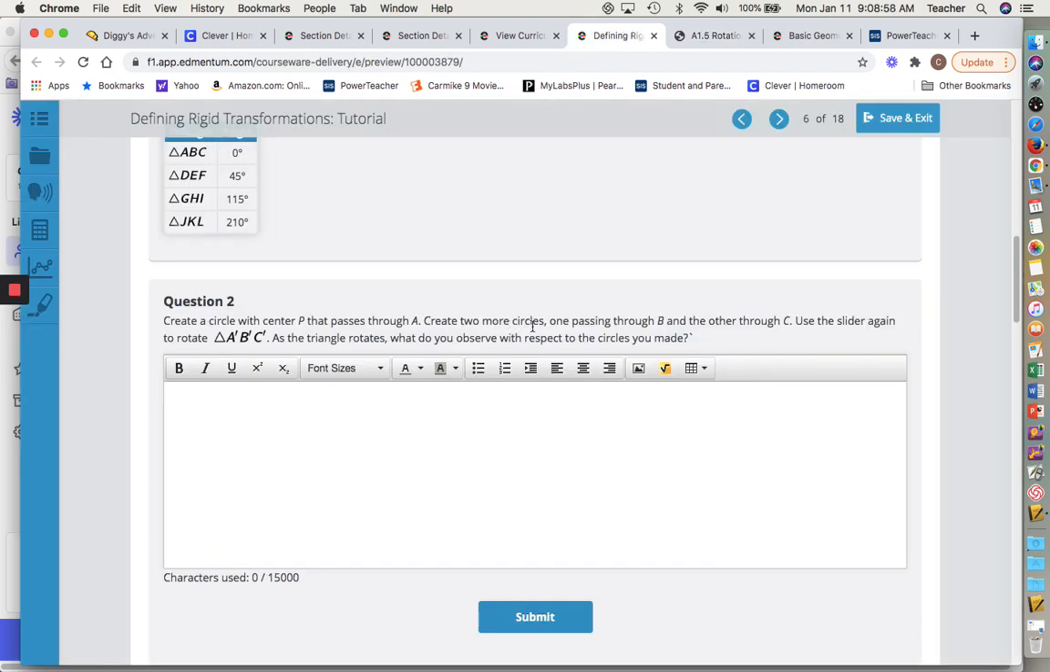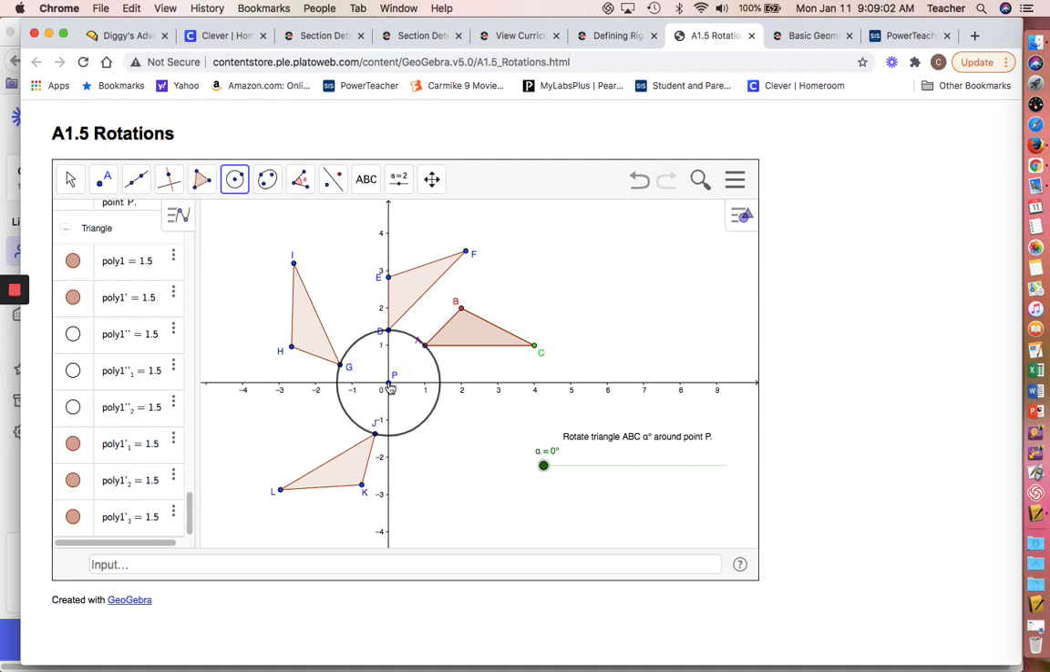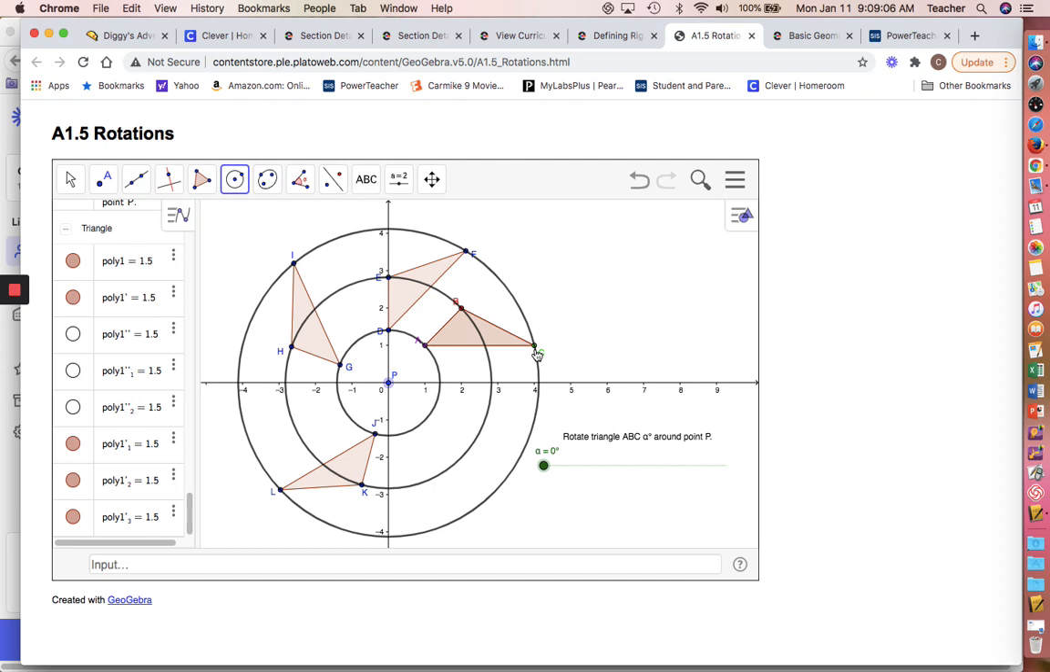All right, create 2 more circles passing through B and the other through C. Okay, so P to B, P to C. These are called concentric circles, by the way. So if you're ever going to target and you see the bullseye looking thing, like if you're shooting archery or throwing darts, these are all concentric circles because they all have the same center, just different radii.